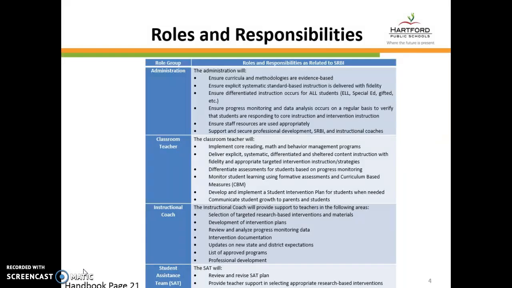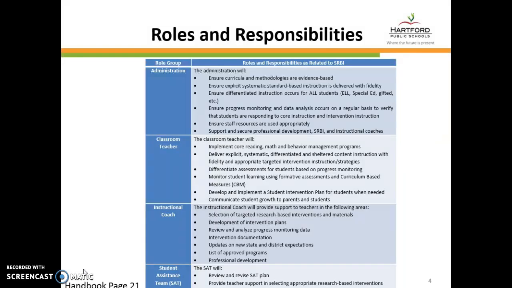Now, if you have an instructional coach or a resource coach, much of the time they will provide support to teachers in the following areas. This includes the selection of which targeted research-based interventions and materials are appropriate, and help with the development of intervention plans for students. They should also be able to support, review, and analyze progress monitoring data. They need to be sure that documentation is taking place of the interventions, and they also need to stay abreast with new updates of state and district expectations. They should be able to affirm what approved programs there are with SRBI and also provide professional development.